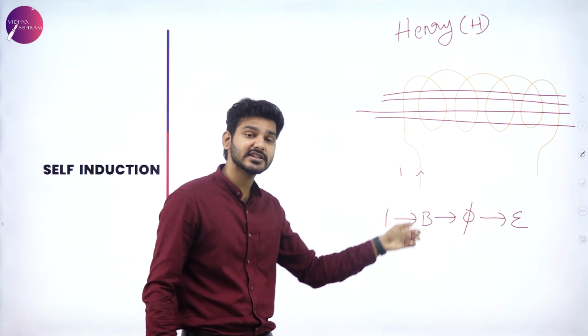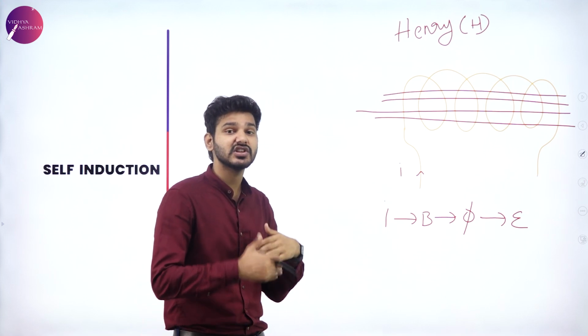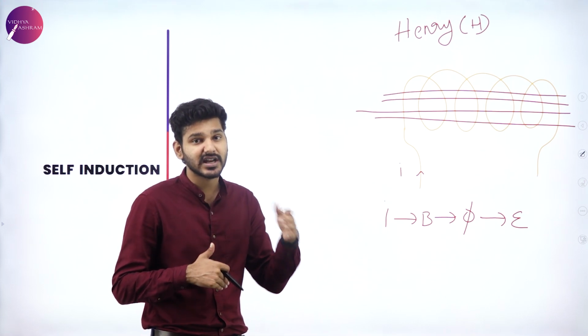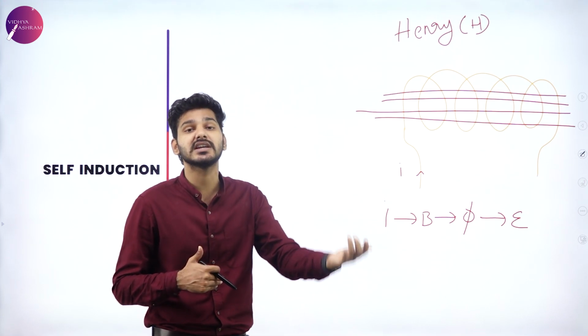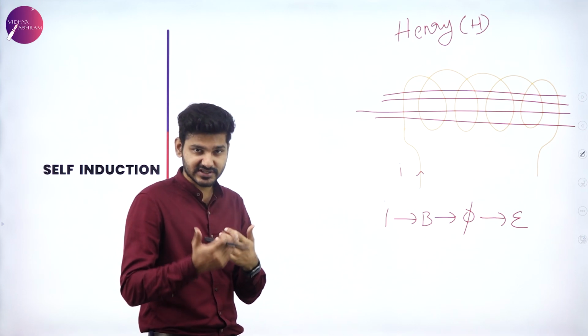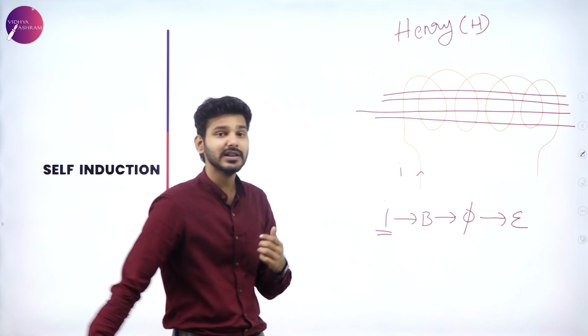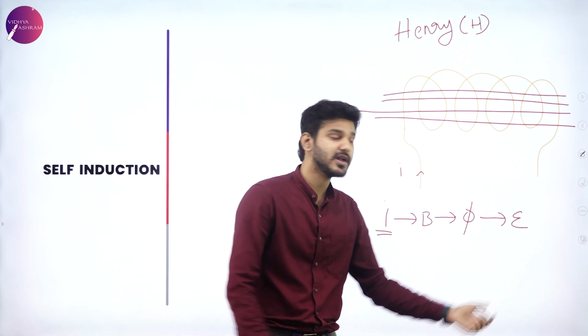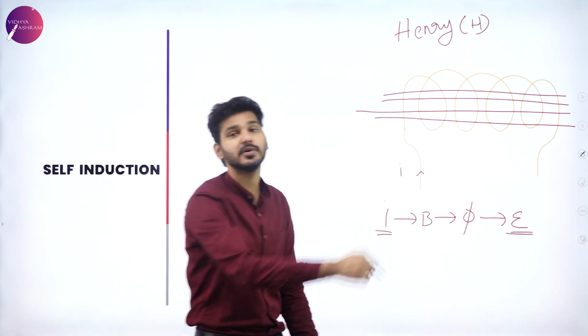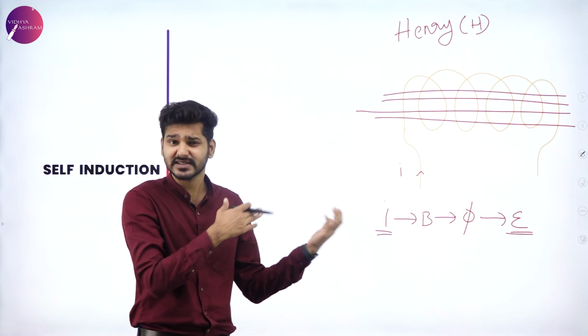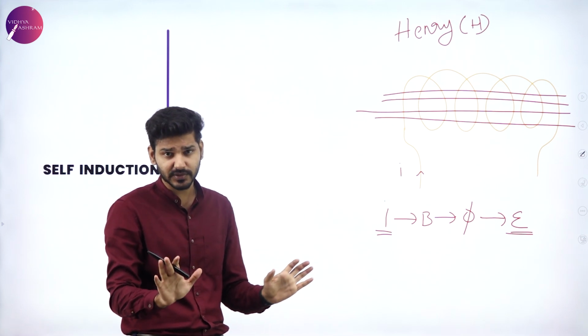If I'm decreasing this particular current, then the change will be in such a manner that it opposes that relative decrease in current. So just like that, whenever I change this particular current, an EMF is developed which tries to oppose that particular change. This is known as self-induction, or generally the induction principle.